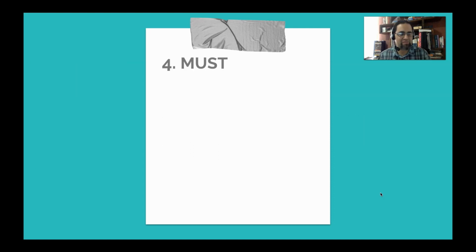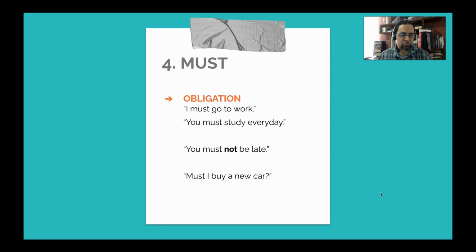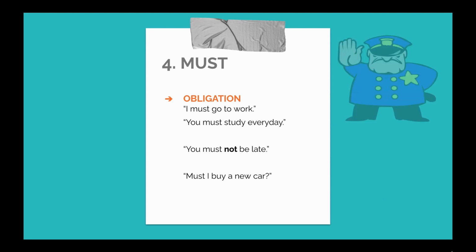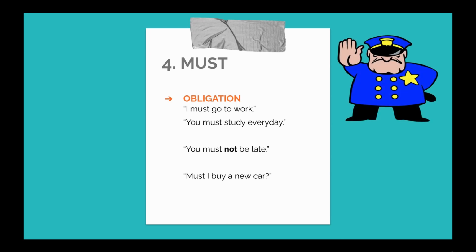Now, the modal verb must. This verb is used for obligations. What are some of the obligations we adults have? Well, I must go to work. Students, you must study every day. That is something that is not an option, right? So you have an authority figure saying, this is what you have to do. You must do this or you must not do that. For example, you must not be late to class.